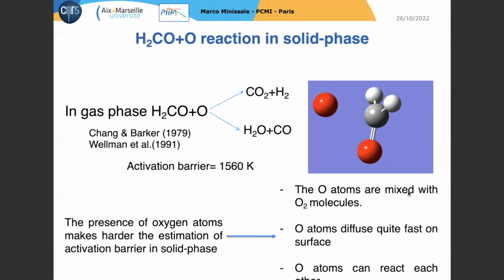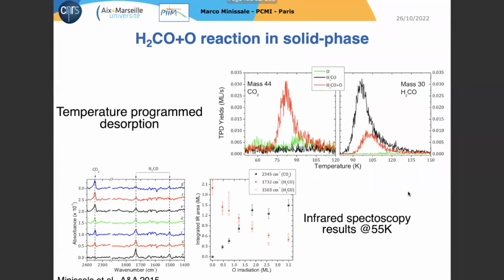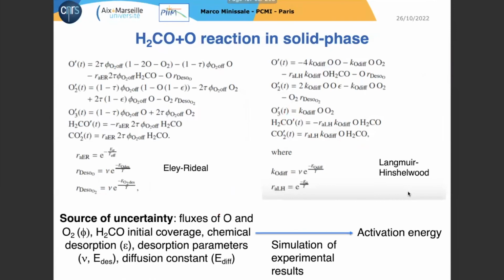We do our experiment again using the temperature programmed desorption technique, where we see the presence of a CO2 peak after the experiment and the consumption of H2CO. We can also use infrared spectroscopy to follow the kinetics of formation of CO2 and the consumption of H2CO. And again, as in the case I presented before, we have to use a model to interpret our results.